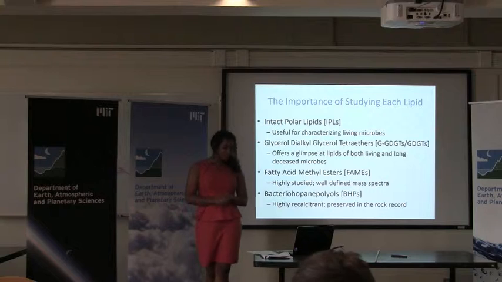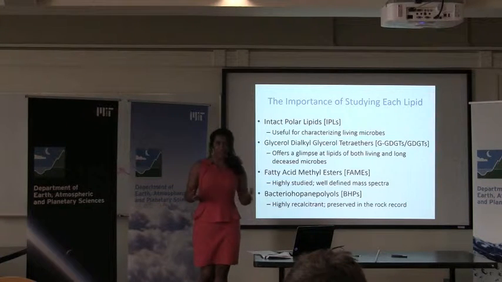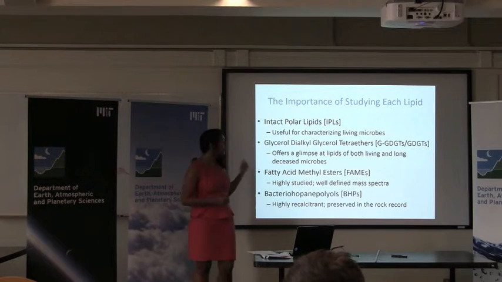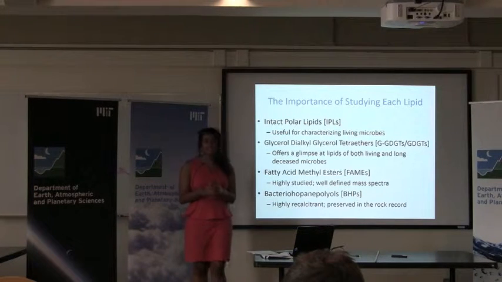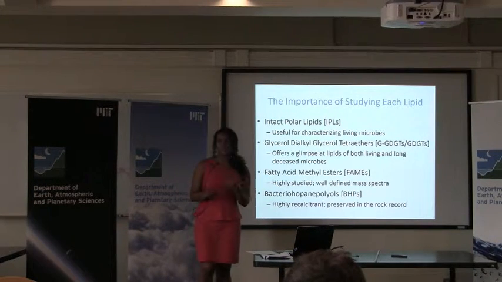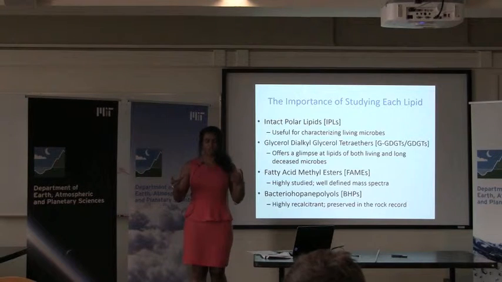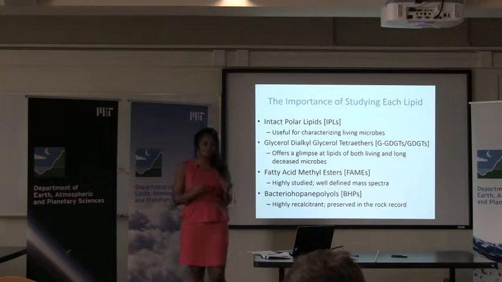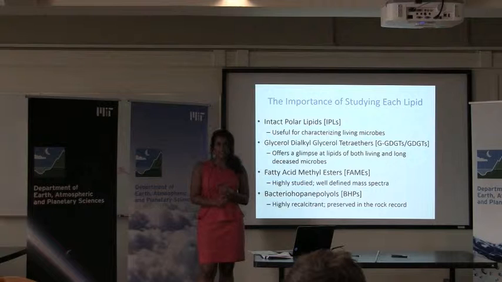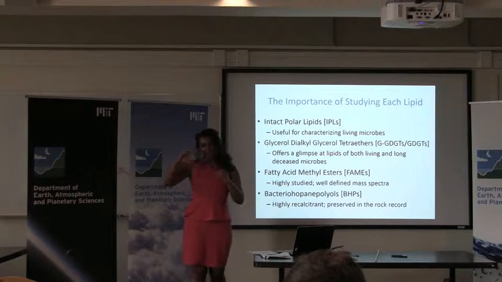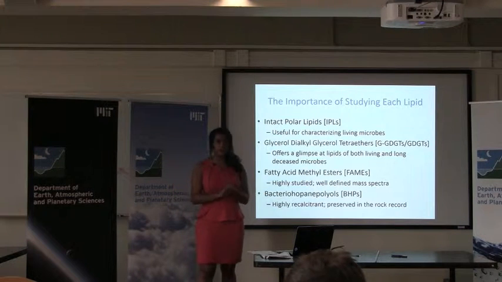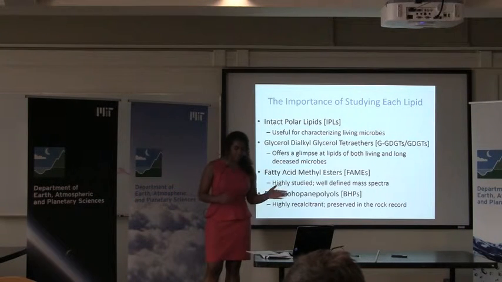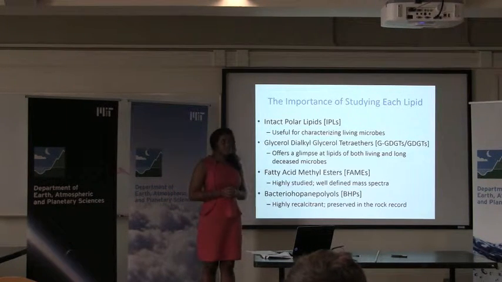So why would we study each one of these lipids? There's a very important reason for studying each one. Intact polar lipids are lipids that actually have the polar head groups still attached to them. Polar head groups have a lot of different extra characteristic fragments on them, like saccharides and trimethylamines, those are the separate head groups. Those can be really easily identified with the microbes that are there. They're more characteristic than a lot of the other ones. So they're especially helpful for characterizing living microbes and what's there right now.